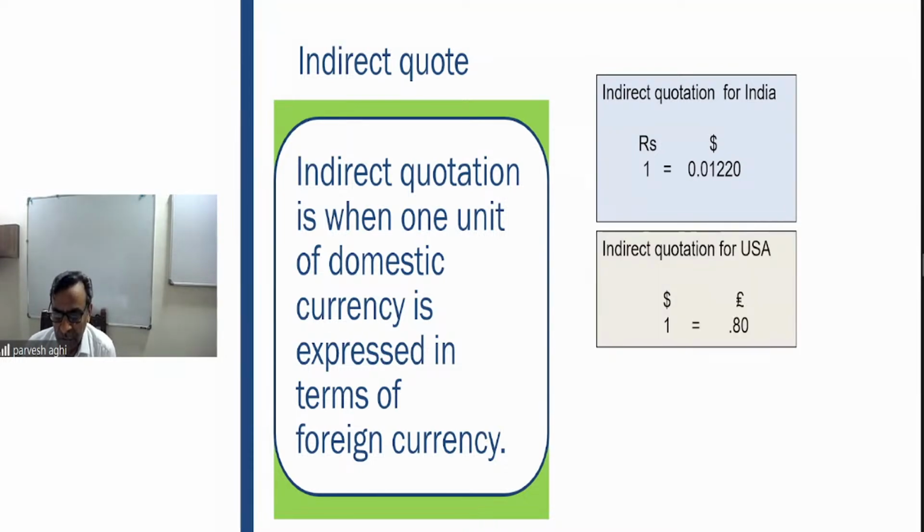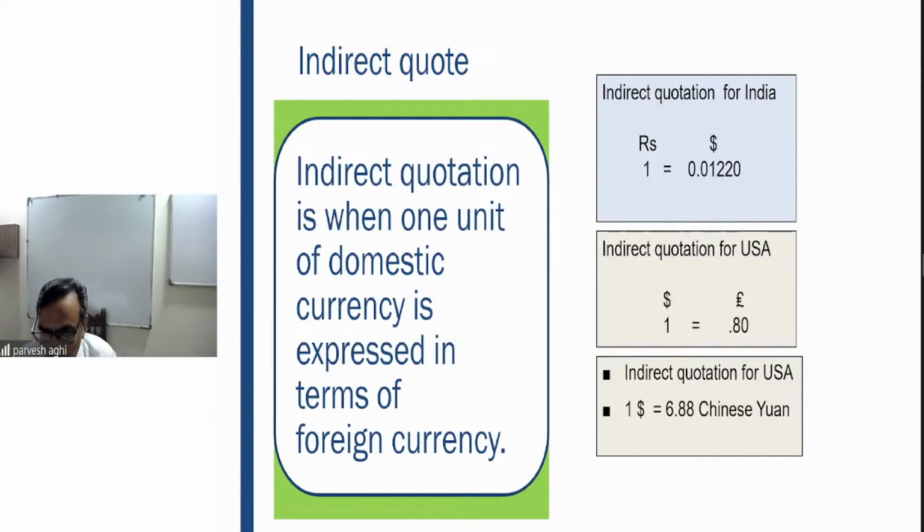Similarly, if you see $1 is equal to so many pounds, this is an indirect quote for America, but a direct quote for England. If a person in America wants to buy a pound, he has to shell out about 80 cents, or 0.80 pounds, for buying $1. Similarly, we have an indirect quote for the Chinese yuan. $1 is equal to 6.88 Chinese yuan. So this is an indirect quote in America, but it will be a direct quote in China for buying $1.